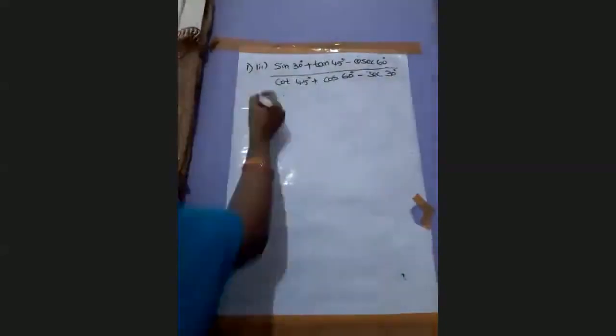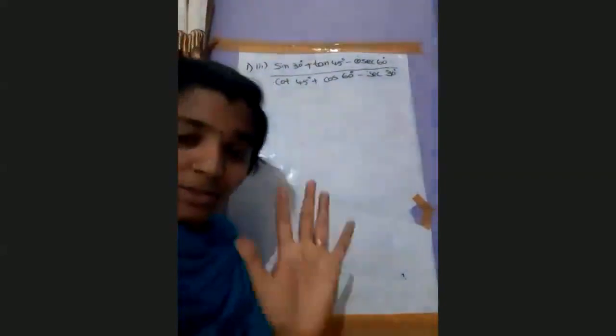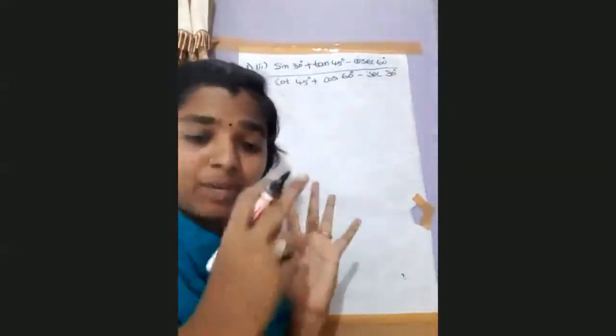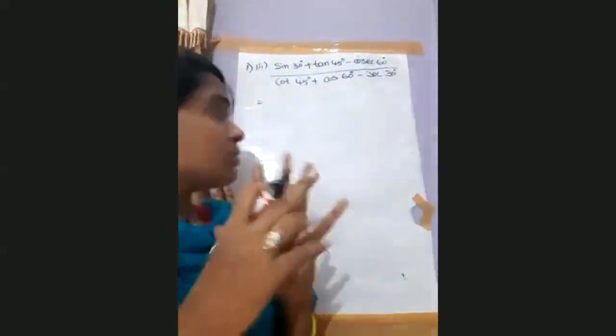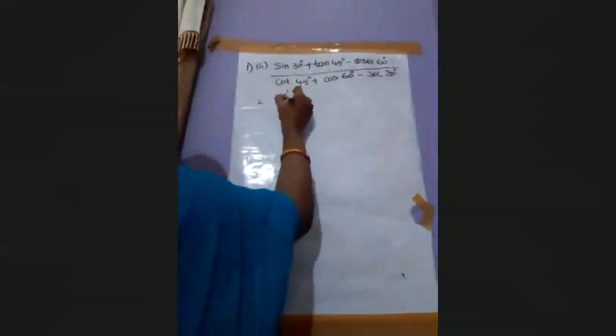So let us see here. What is the sin 30 degree value? I can use the hand trick now. For sin, we take the fingers below. So for sin 30, only one finger. So I can write here 1 by 2 plus tan 45.